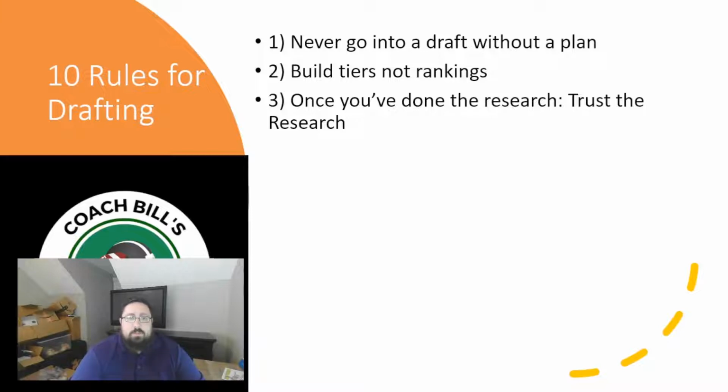Then trust your research. I understand Joe Bob in the corner may say that Cooper Kupp's fallen off. Dalvin Cook isn't going to be what he was. Christian McCaffrey isn't going to be a top 10 running back. Don't listen to the Joe Bobs. Do your research and trust the research. It's as simple as that.